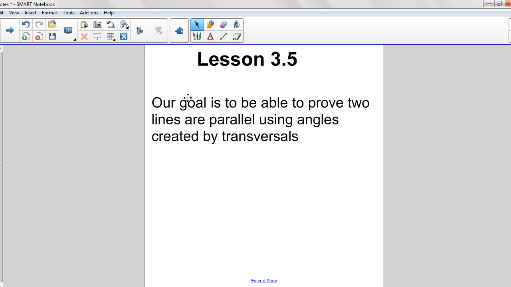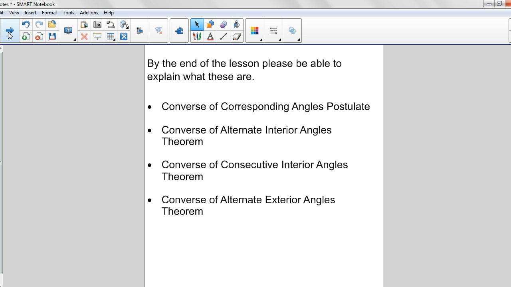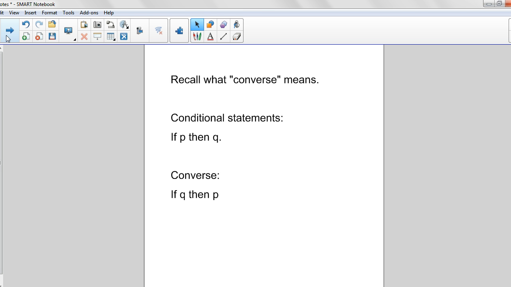Lesson 3.5, our goal is to be able to prove two lines are parallel using angles created by transversals. By the end of this lesson, please be able to explain what these are: the converse of corresponding angle postulates, the converse of alternate interior angles theorem, the converse of consecutive interior angles theorem, and the converse of alternate exterior angles theorem. Recall what converse means.